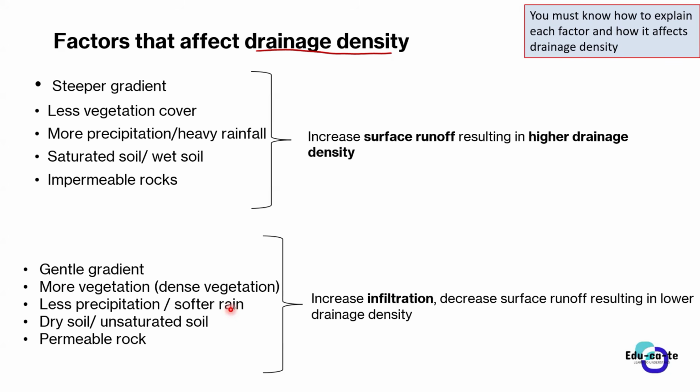It means that the soil doesn't have enough water in it. So when it rains, the water will be absorbed. The rainfall water, the rainwater, will be absorbed by the soil. So there will be more infiltration.